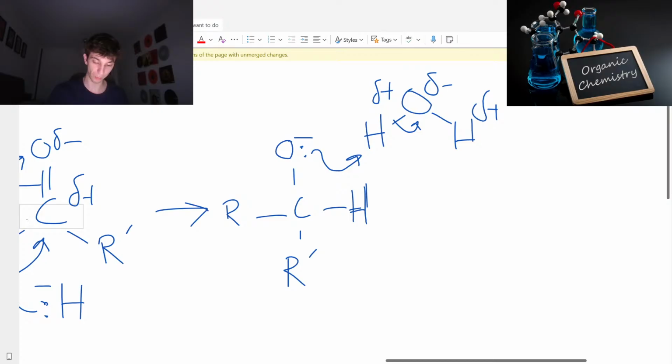And then from here, what are we left with? Let's just see what we're left with. We now have that carbon now bonded to the alcohol.